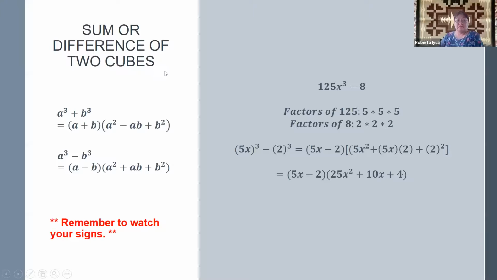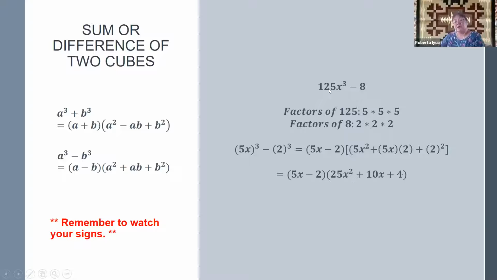This is the sum or difference of two cubes. We're going to be looking at a cubed plus b cubed, which is a plus b times a squared minus ab plus b squared. And then there's a cubed minus b cubed, which is a minus b times a squared plus ab plus b squared. Here's an example of how to factor it out.